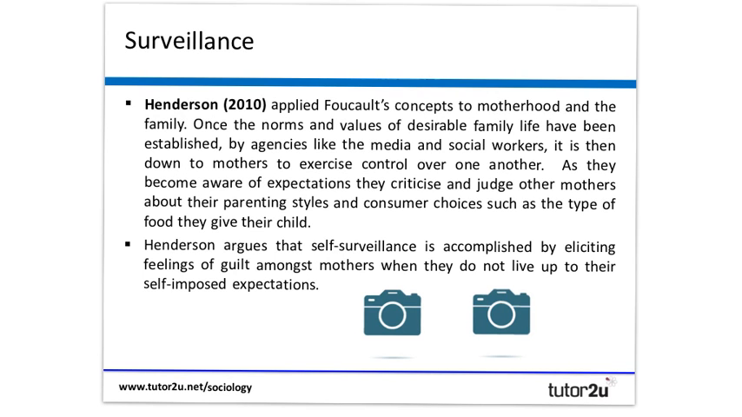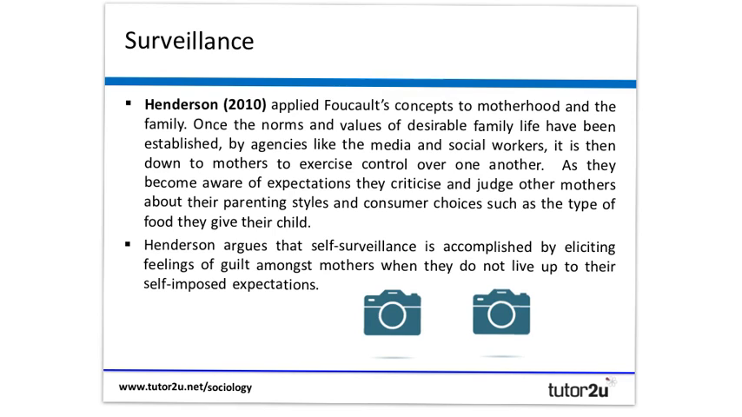Now you're thinking, we've covered Foucault, that's something that we've spoken about within crime and deviance. How can we definitely make this relate to the family? Now, this is what Henderson has done phenomenally well in terms of applying Foucault's concepts to motherhood and the family itself. Once the norms and values of a desirable family life have been established by agencies like the media and social workers, it is then down to the mothers to exercise control over one another. As they become aware of their expectations, they criticise and judge other mothers about their parenting styles and consumer choices, such as the type of food that they give their child. If a mother decides to give their child wholeheartedly unhealthy food, the rest of the mothers will judge them at the school gate, making them feel guilty about their choices.